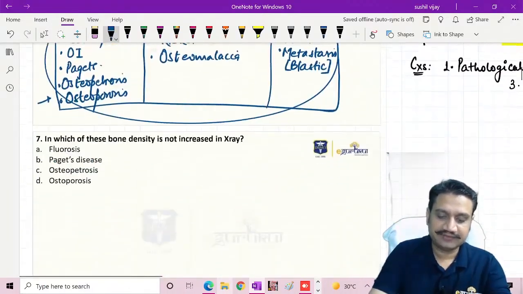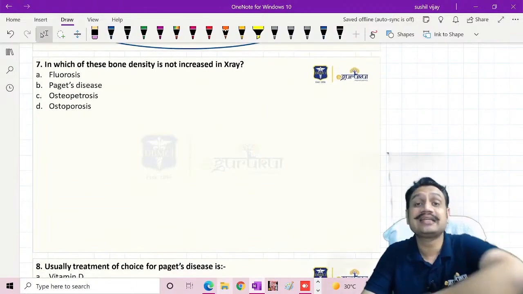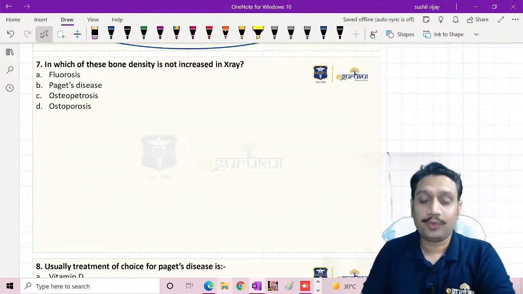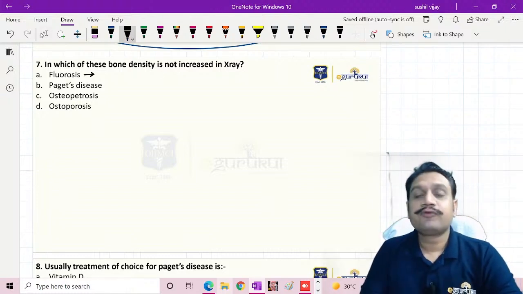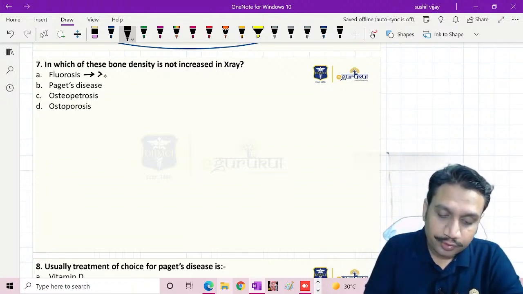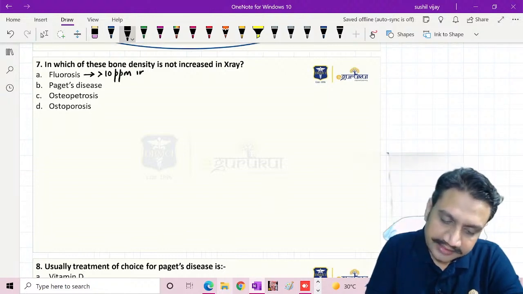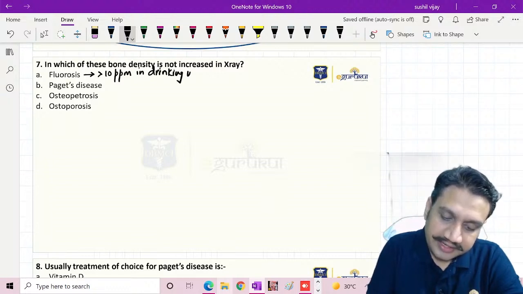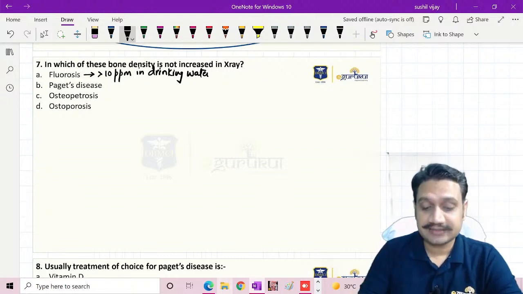So the next question we have: in which of these is bone density not increased on X-ray? So whiteness will not be increased in which one of them? So fluorosis. In fluorosis, what happens? Do we see an increase in density? When the fluoride content is more than 10 parts per million in drinking water, then we see increased whiteness, right?